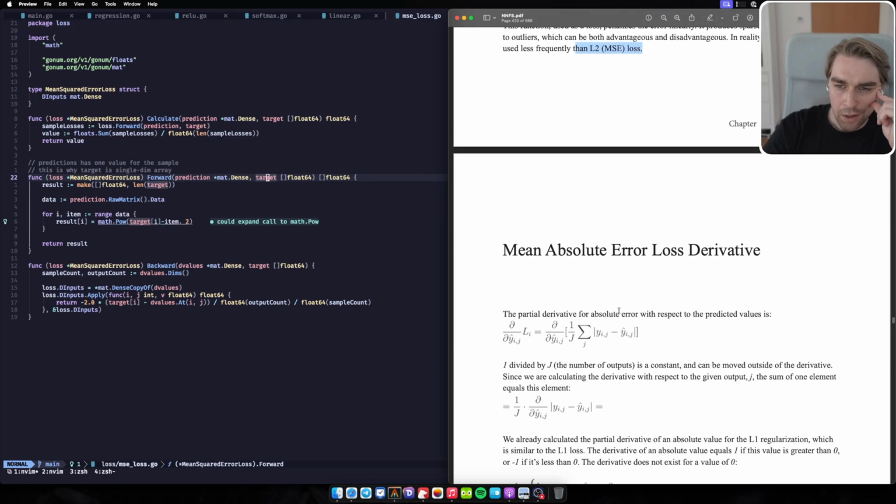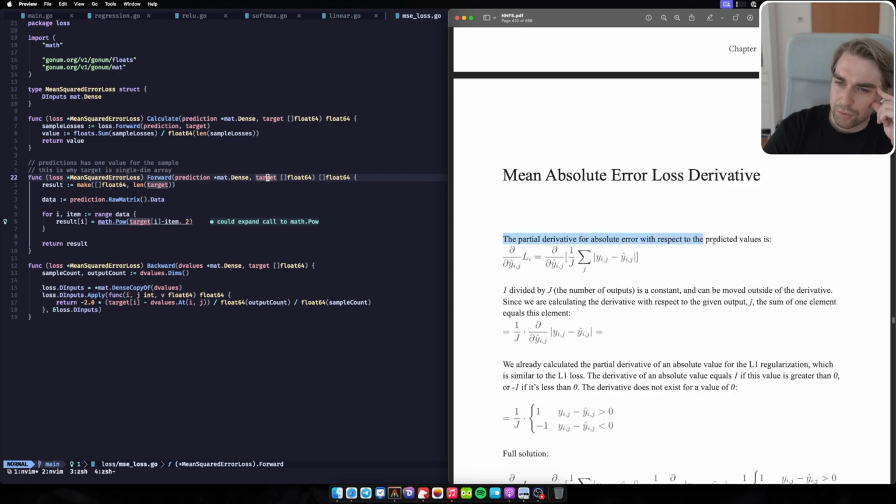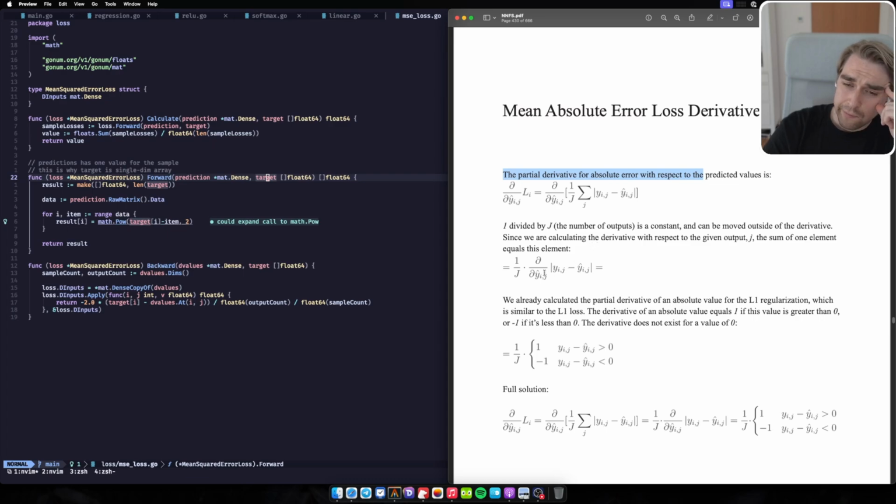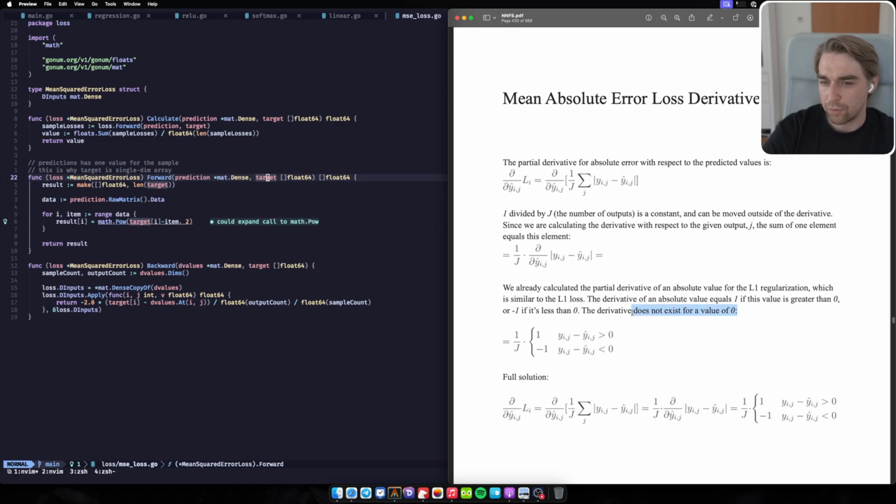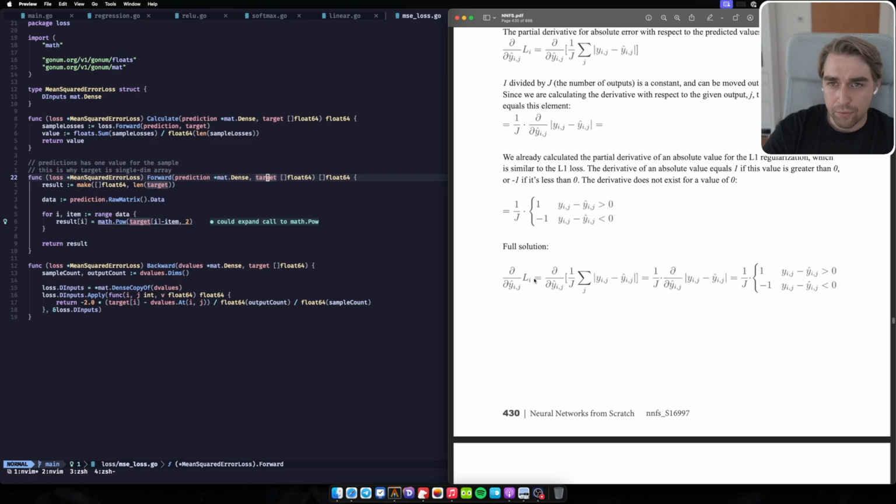So, the mean absolute error loss derivative. The partial derivative of the absolute error with respect to the prediction, so then basically the beginning is the same. The interesting part is this one, 1 and -1 based on the result. I already calculated the partial derivative of absolute value for the L1 regularization, which is similar to L1 loss. The derivative of an absolute value equals 1 if the value is greater than 0, or -1 if it's less than 0. The derivative doesn't exist for the value of 0. So the derivative for this function is this. It equals 1 divided by J if this subtraction is greater than 0, and -1 divided by J if this subtraction is less than 0.